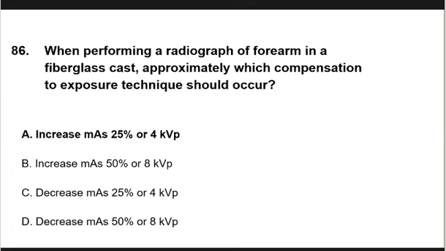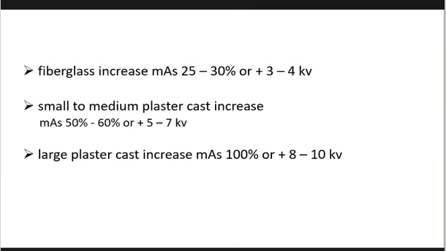If we increase the MAS, we increase by 25% for fiberglass casts. Or kung mag-i-increase tayo ng kVp, 4 kVp ang i-increase natin. Either of the two, pwede. So ito yung mga factors natin. For fiberglass, increase the MAS by 25 to 30%. Or kung kVp naman ang itataas natin, 3 to 4 kV ang itataas natin.